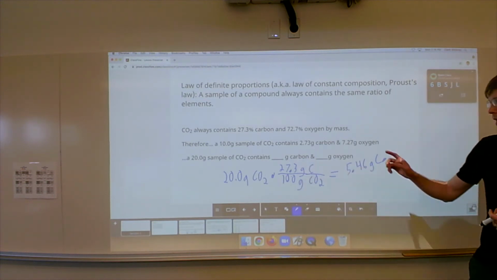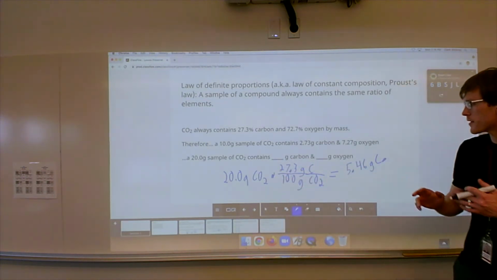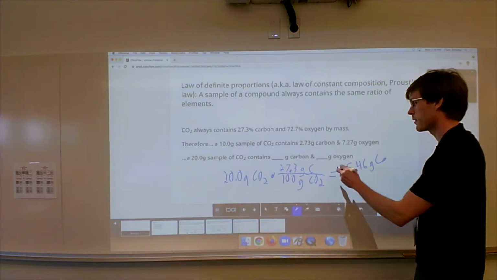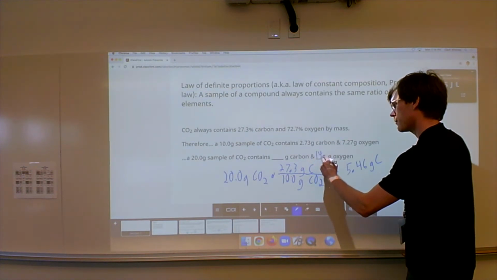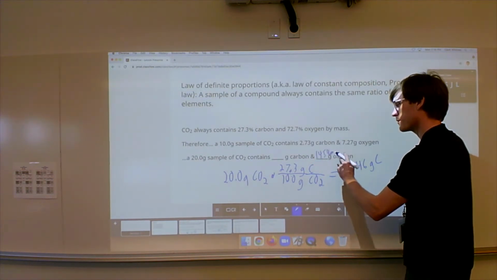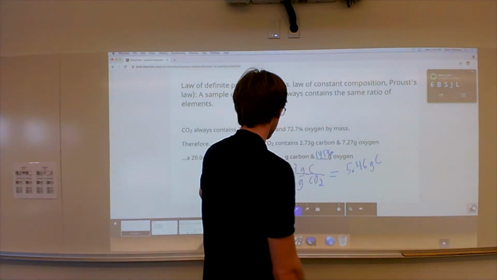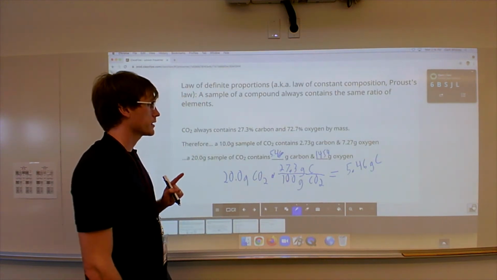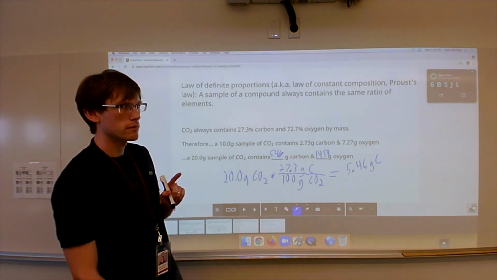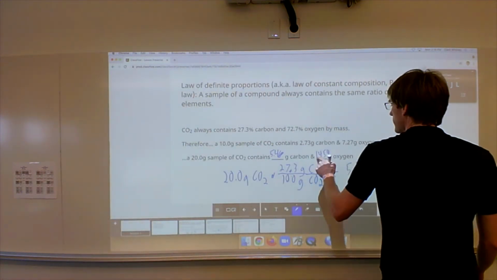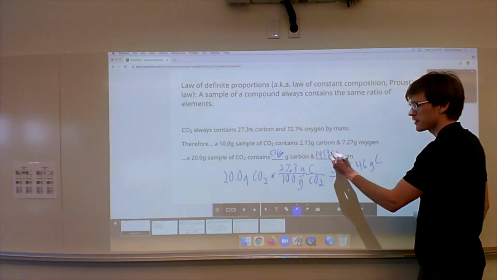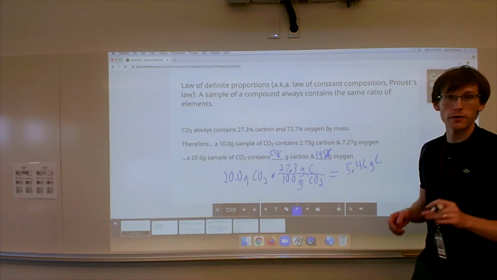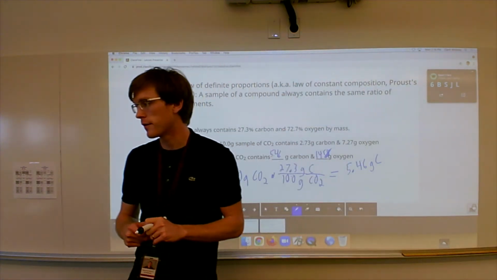I'll do the math quickly in my head, but we could use the same thought process. For the oxygen, we'd have 14.54 grams of oxygen and 5.46 grams of carbon. Have I done this correctly? No, I have not, because I only have 3 sig figs here, so I'm going to have to cut off my 14.54 and just call it 14.5 grams of oxygen.